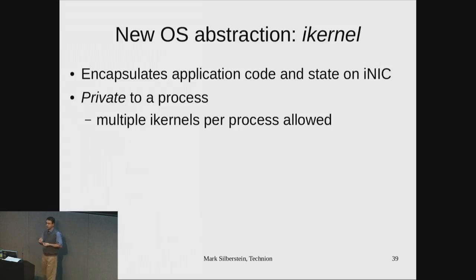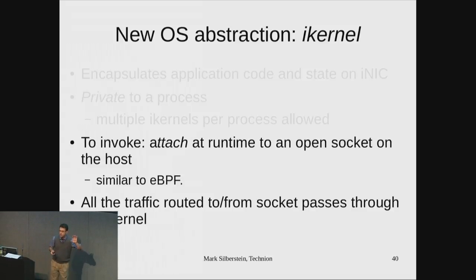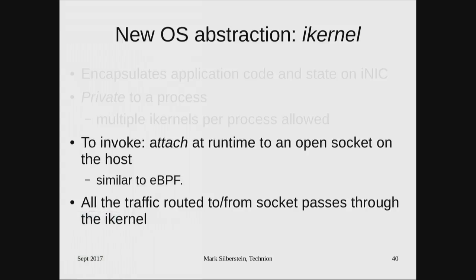So from that perspective, what we want to do is encapsulate the application code and state on the NIC through this abstraction, the ikernel. But what really makes it special is the way you use it. You take your open socket that already communicates with the rest of the system, and you attach this ikernel to it. This attachment process invokes the logic, and reroutes everything that was supposed to arrive at the socket or leave it through this ikernel.